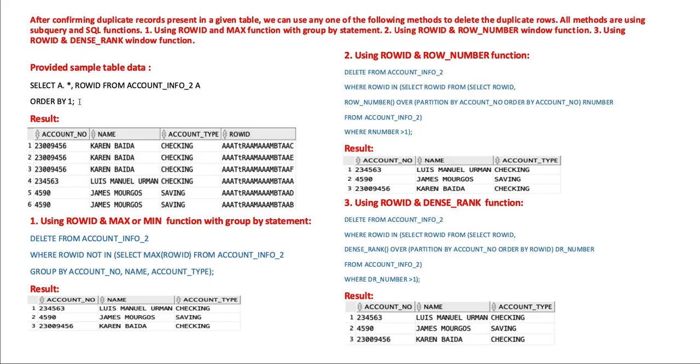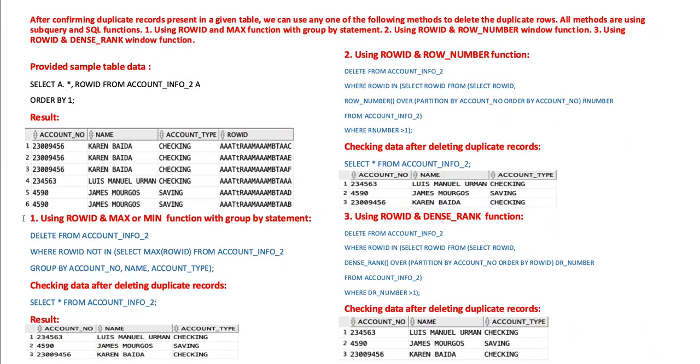After running this code, it will give us a result as shown below. That means the table contains 6 records, and in total it is showing 4 columns. The fourth column is ROWID. In this table, records 1, 2 and 3, these 3 rows are repeated. They have the same values for account number, name and account type, but ROWID is different. That's why ROWID can be applied to delete the duplicated records.